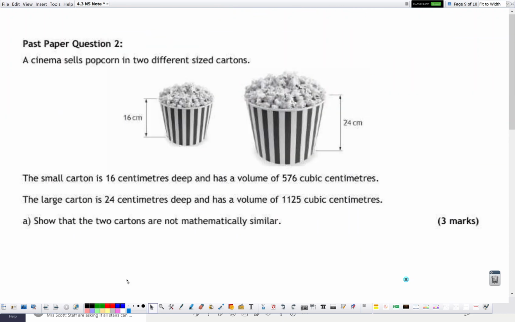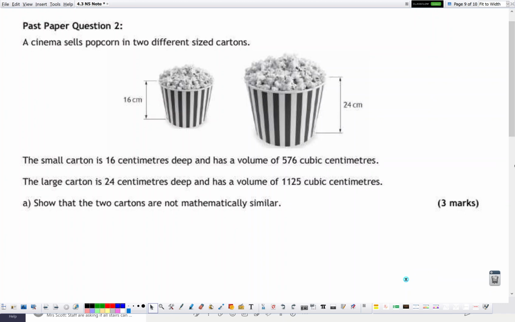Okay, this is the one I was referring to in the previous video on reversing. This is the most recent past paper question, Similarity, 2018, I believe. And it wasn't answered very well. So let's have a look at it and make sure that we're better prepared for it.